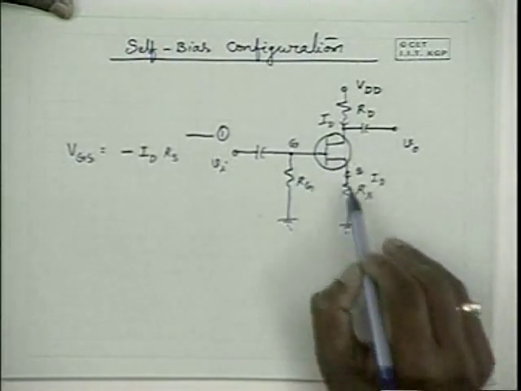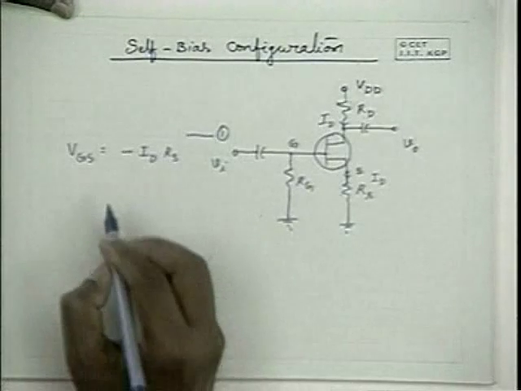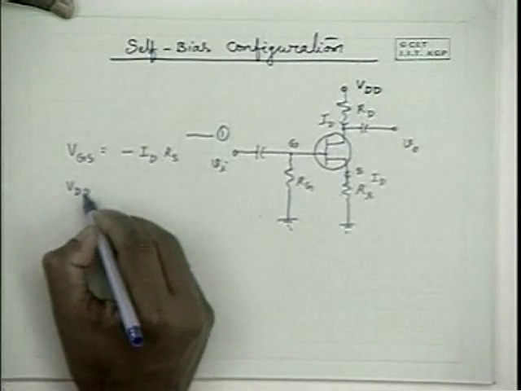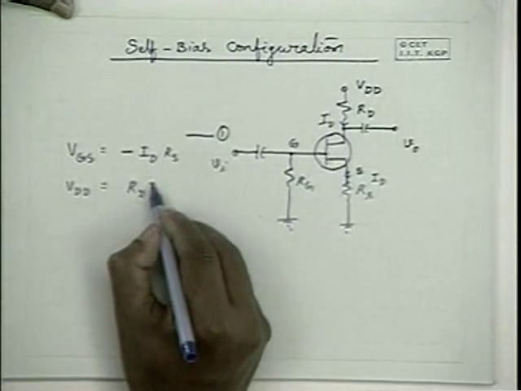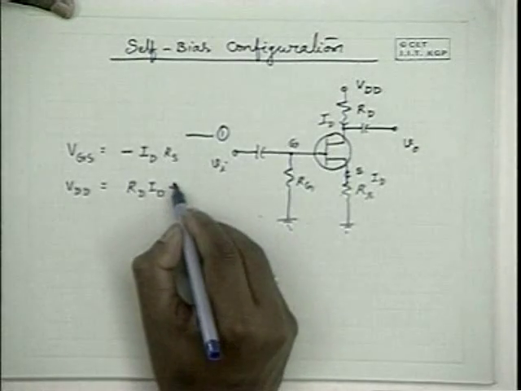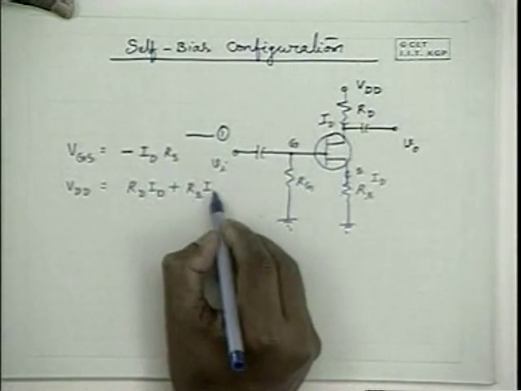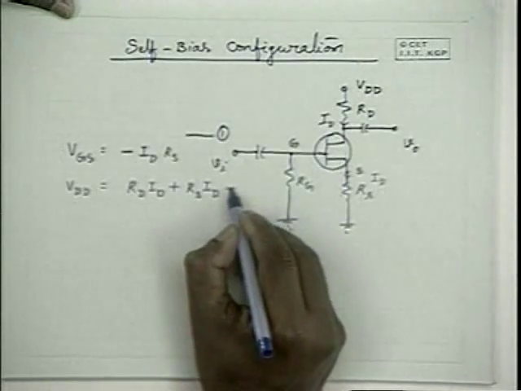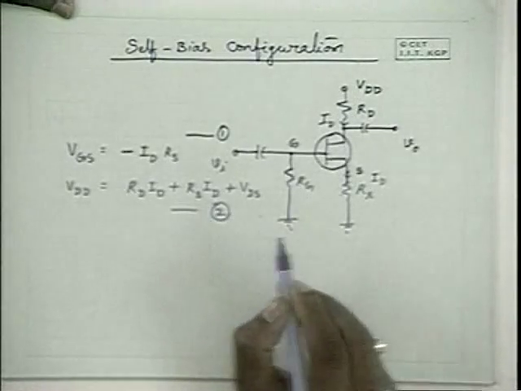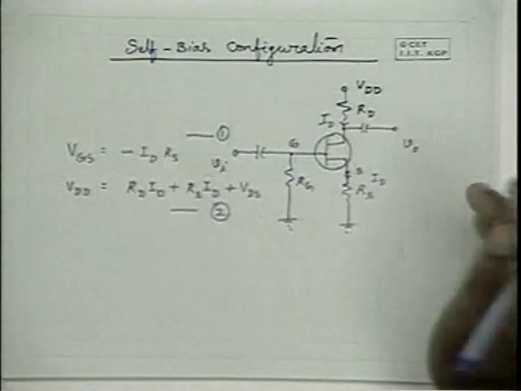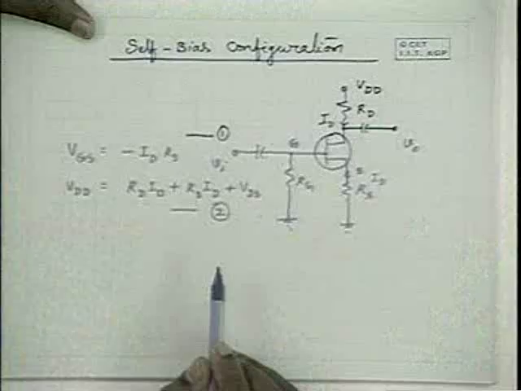Now the output side gives us another equation. That is VDD is equal to RD ID plus RS into ID plus VDS. This is the second equation. Please note that I have purposefully dropped the notation; I am no longer writing Q here, but it is understandable. What we are doing is the Q point analysis. So these are the two equations to be solved.